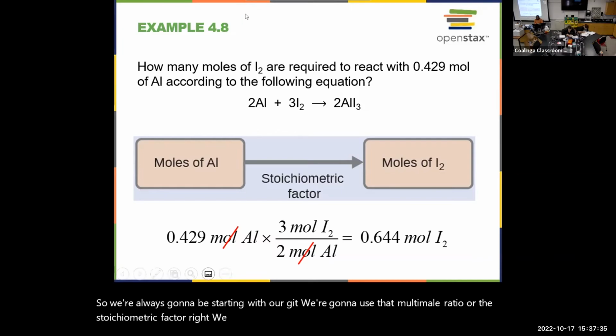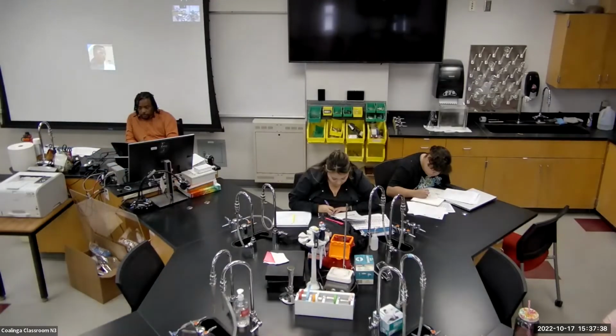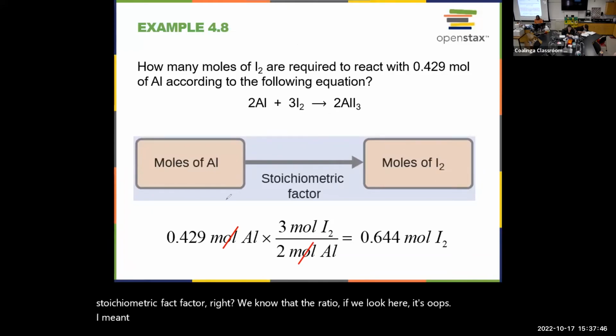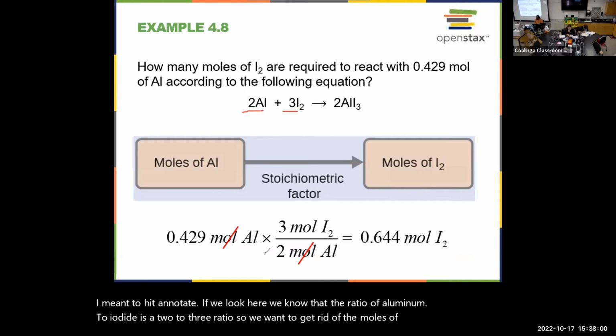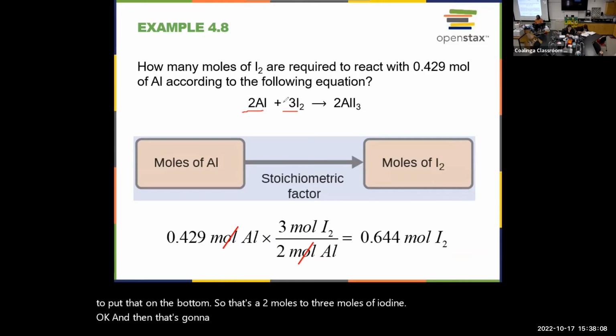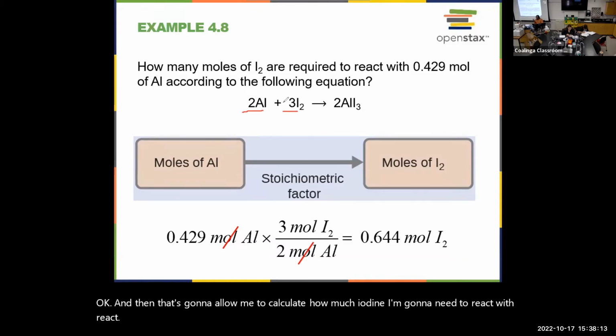If we look here, we know that the ratio of aluminum to iodine is a 2:3 ratio. So we want to get rid of the moles of aluminum, so we're going to put that on the bottom. That's 2 moles of aluminum to 3 moles of iodine, and that's going to allow me to calculate how much iodine I'm going to need to react. Okay, simple.